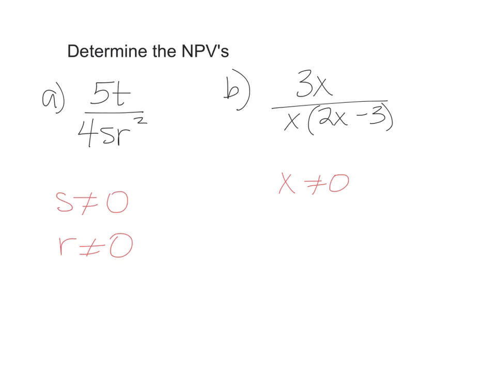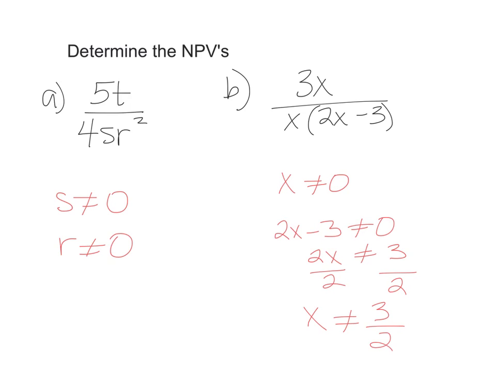You need to take each factor in the denominator and make it equal to 0, or actually make it not equal to 0. So x does not equal 0, that's easy. But for the other one, 2x minus 3 cannot equal 0. That factor cannot equal 0. If it does, then the whole thing becomes 0. So you can just solve that for x, or not solve it for x because it's not equal. So I'll add 3 to both sides and then divide by 2. So we get x cannot equal 3 over 2, which is 1.5.